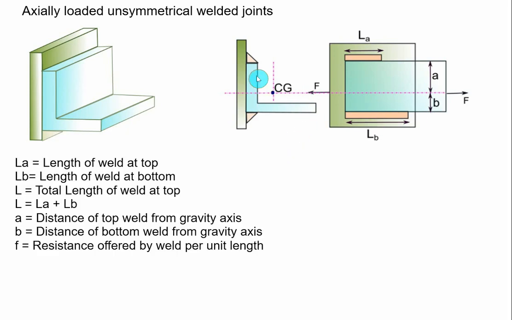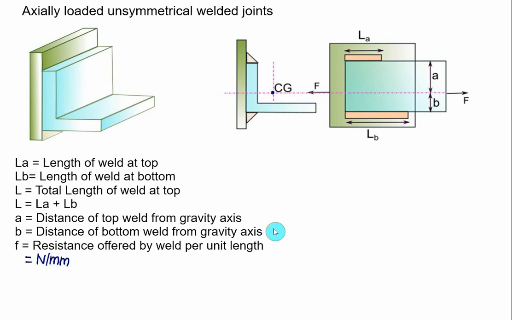Because of the two uneven sides of the angle plate, the CG will shift nearer to the corner. So LA represents the length of the weld at the top, and LB represents the length of the weld at the bottom. Total length required is LA plus LB. Let's say distance A is the distance of the top weld from the gravity axis, and distance B is the distance of the bottom weld from the gravity axis, and let F be the resistance offered by the weld per unit length. The unit of F you have to use is Newton per mm.